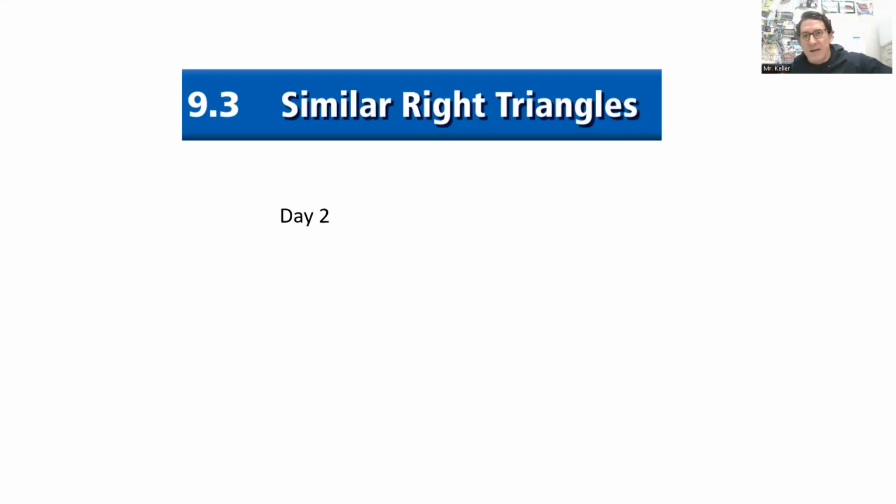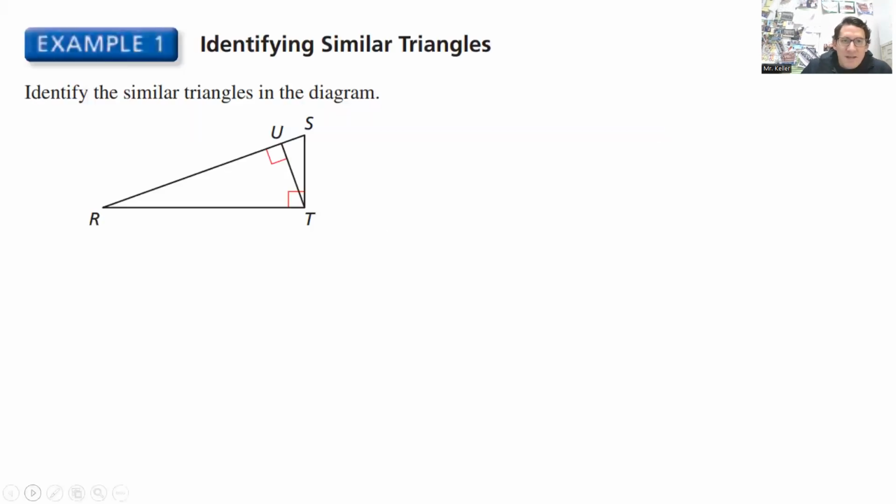Right, IM2 classes. Today we are talking about similar right triangles. Let's just get right into our first example. We're going to be identifying similar triangles in this diagram here. If you're looking at it, there's actually three similar right triangles.